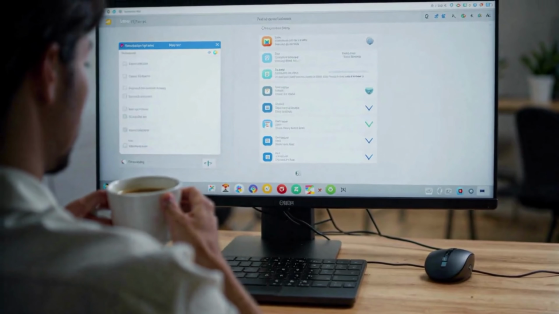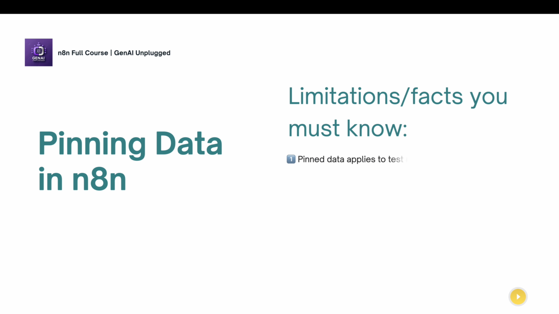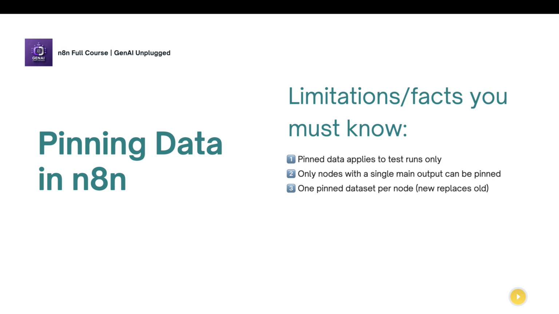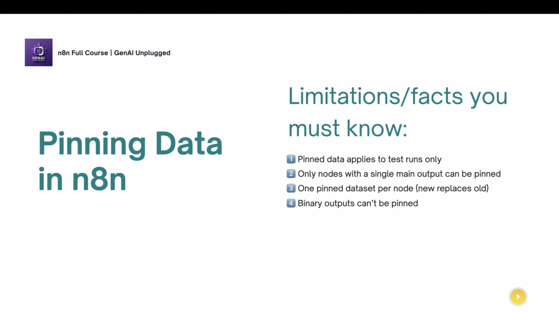Now let's also look at some of the key limitations or key factors that you must consider while using this feature of pinning data. Number 1, pin data can only be used for test runs, not for live execution. Number 2, you can only pin data for the nodes that have a single output. Number 3, you can only pin data once per node. If you pin the data again for a particular node, that is going to replace the already pinned data that was there. Number 4, you cannot pin data for a node that is producing a binary output.